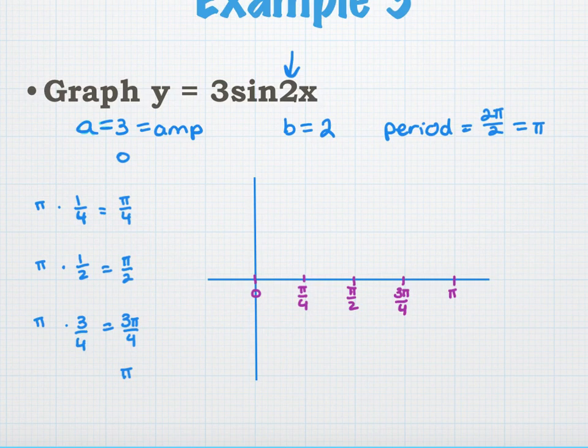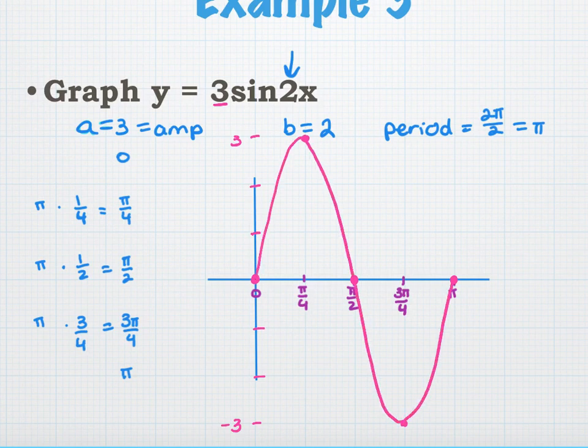Now my vertical points are 3. So up 1, 2, 3, down 1, 2, -3. And again, this is still sine, so I plot it at 0, 0. I go up to the amplitude, which is 3, down to 0, down to -3, back up to 0, and I connect my curve.